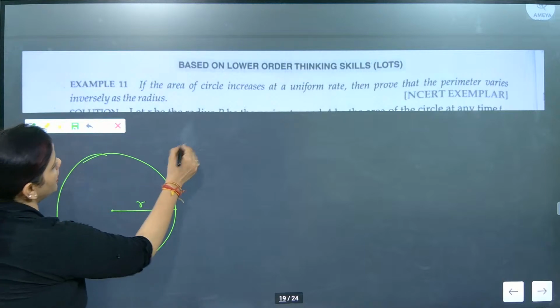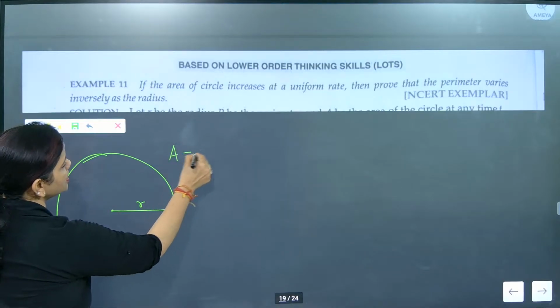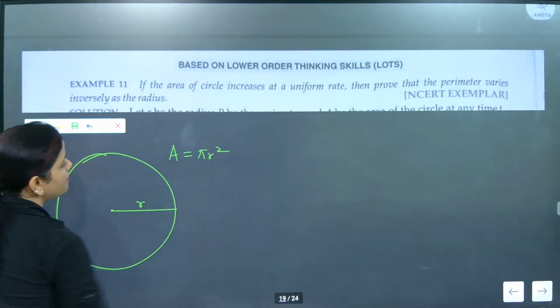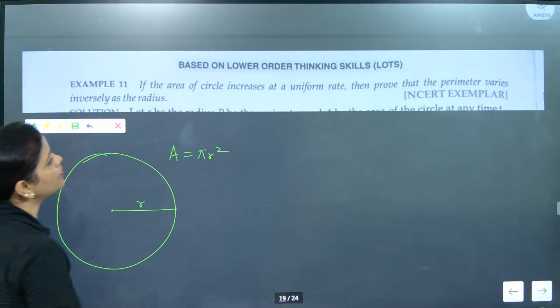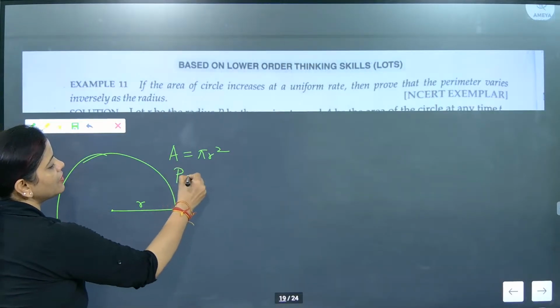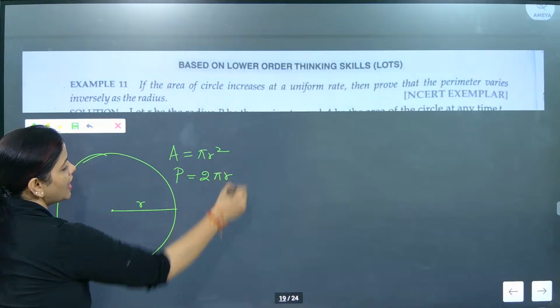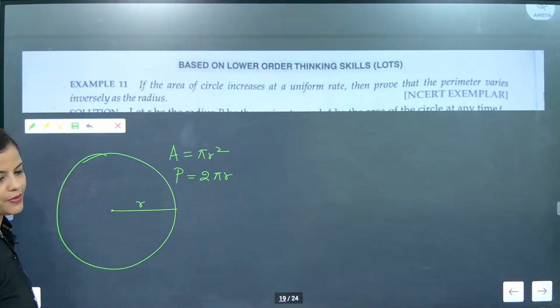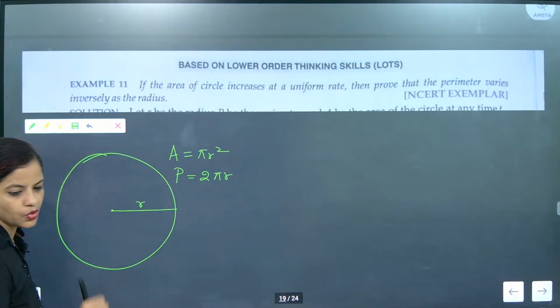Now, beta, what will be the area of the circle? Area of the circle will become pi r square. Now, what will be the perimeter here? Perimeter is nothing but the circumference. So perimeter will become 2 pi r.